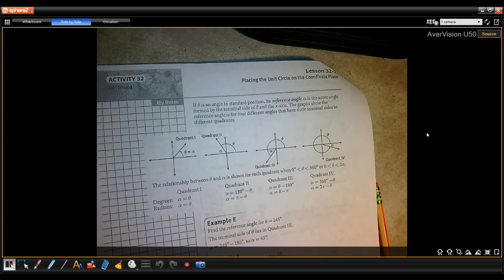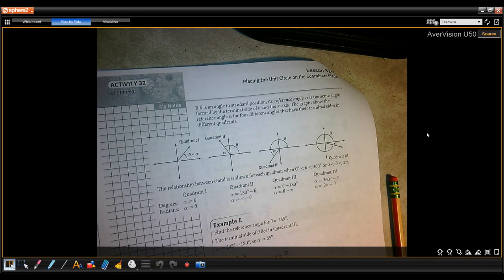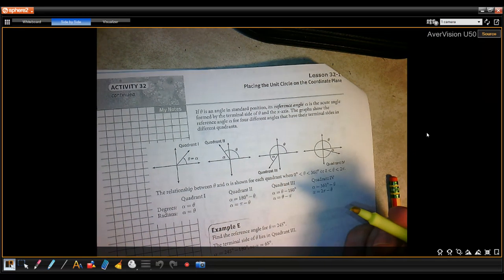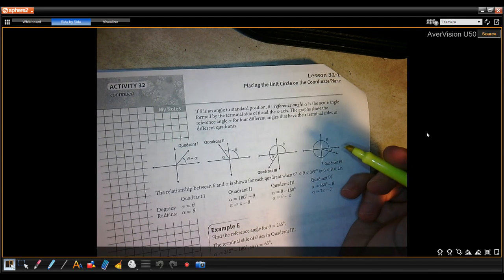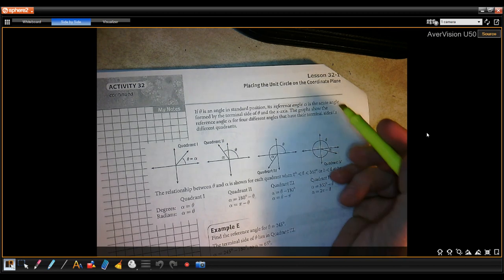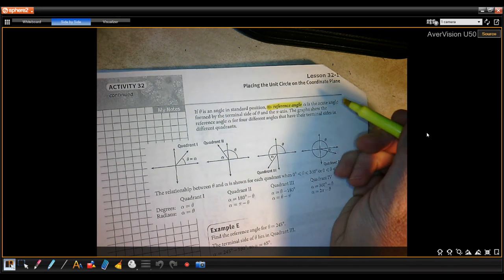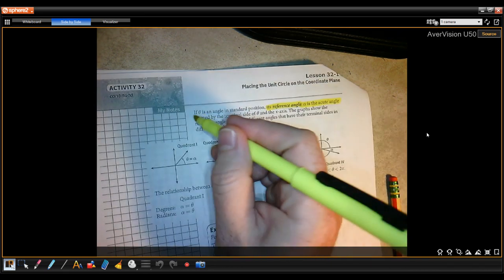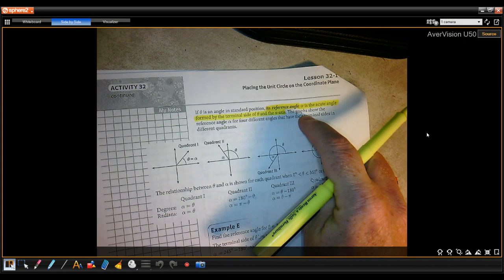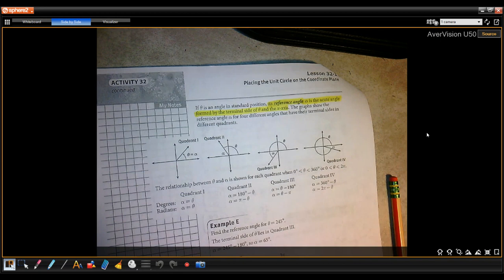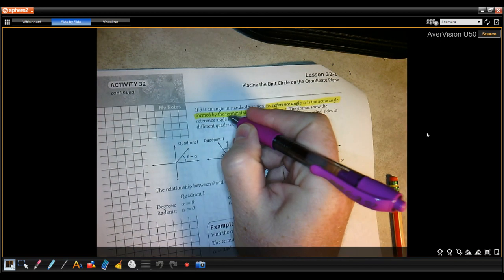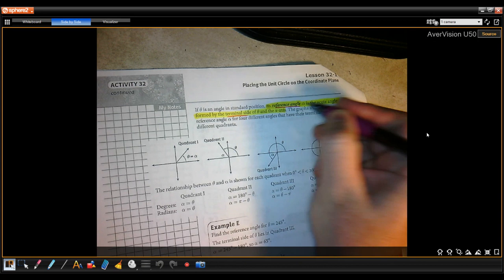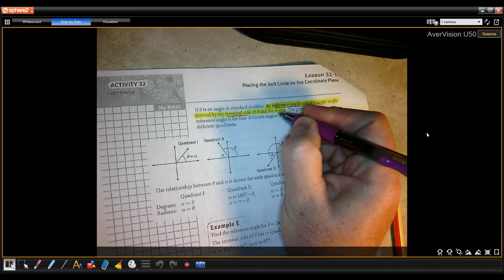Okay, so we're going to finish lesson 32.1 today. We're going to continue our conversation about the unit circle and the coordinate plane. If theta is an angle in standard position, remember standard position means it starts at 0, 0. Its reference angle, this is important, is the acute angle formed by the terminal side and the x-axis. So just the x-axis and the terminal side. This whole thing is really important. A reference angle is an acute angle: terminal side, x-axis.